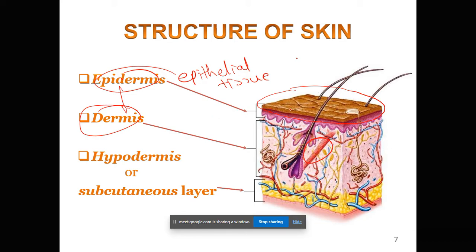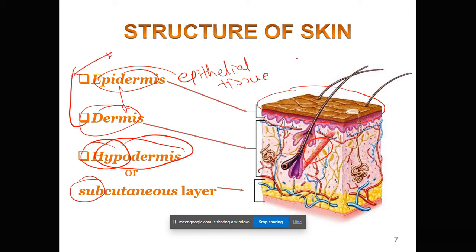Whatever nutrition is required by the cells of the epidermis is supplied by the blood vessels in the dermis. Okay, the next is below the dermis, there is hypodermis. Hypo means below the dermis. Subcutaneous, sub or hypo, they mean the same, that is below. We consider the epidermis and dermis as the cutaneous layer.